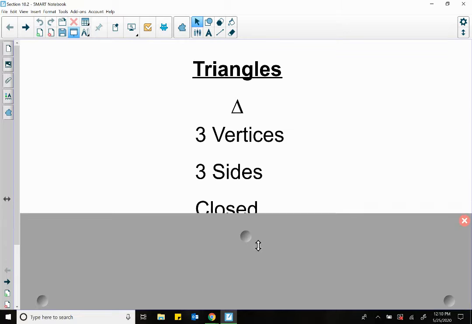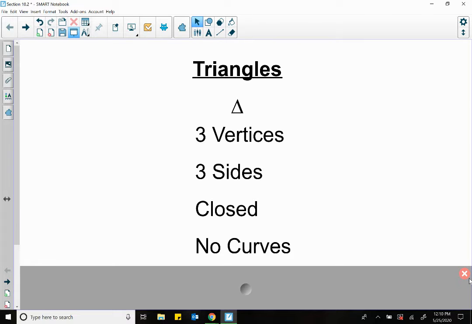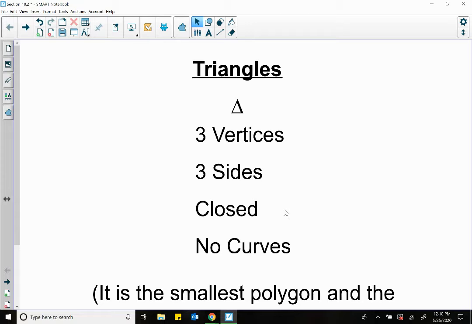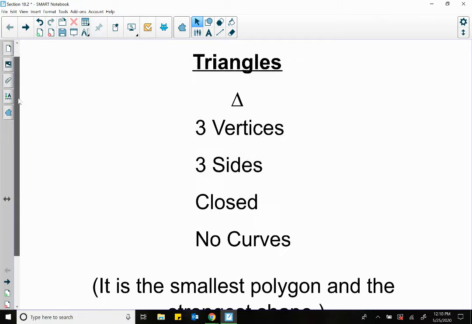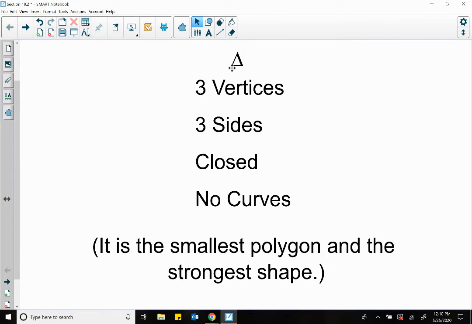So down below, here's what we know about triangles. In class, I would generally have you tell me all this information, but you already know this. You know that it has three vertices, so like 1, 2, 3. It's got three sides. 1, 2, 3. It has to be closed.